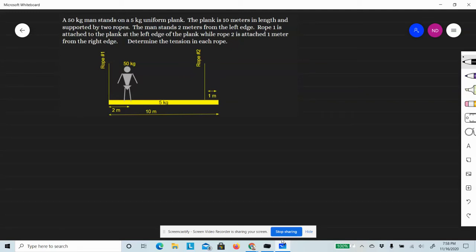All right, guys, here we go. An example problem of torque. The third example problem. It's a pretty interesting one. All right, let's see what we got here.